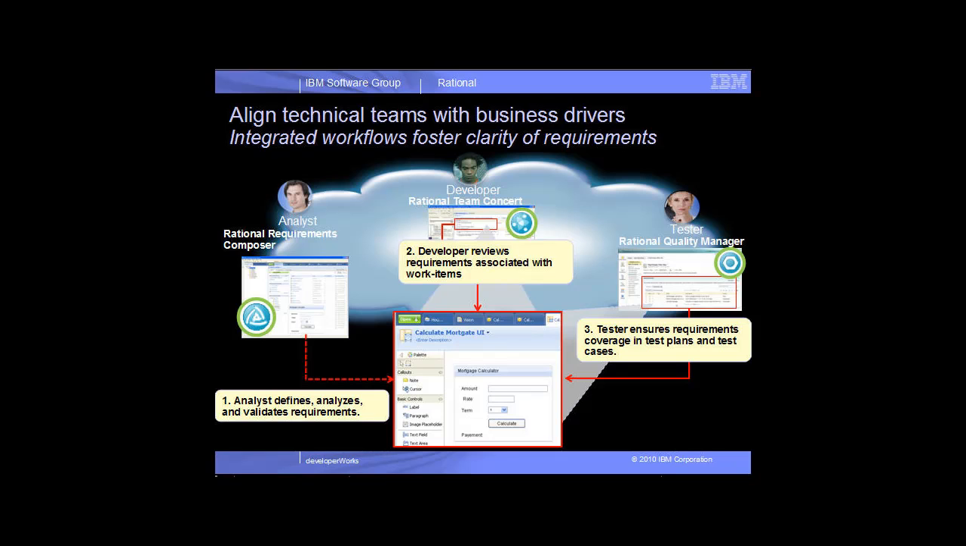IBM Rational's collaborative ALM has taken integration and collaboration to a whole new level. It's much more than simply passing data from one tool to another. It means breaking down silos in development organizations caused by multiple tools and organizational structures. It's simply, easily, and quickly enabling collaboration of all stakeholders.